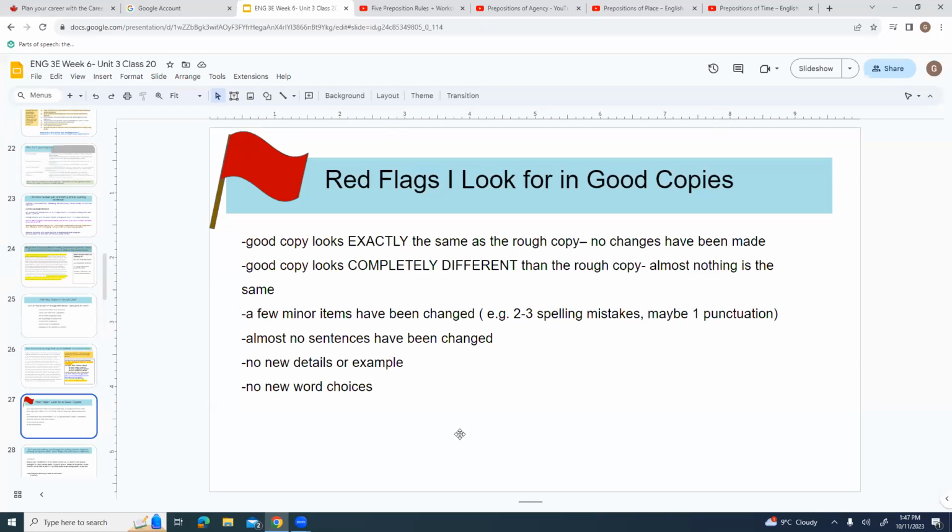Almost no sentences have been changed. There's no new details or examples. There's no new word choices. Remember we talked about that, how if you had a word that was really boring, like went, you might try and find more interesting words, or a word like said, try and find more interesting words. You only have to do that 2 or 3 times in a paragraph to make the sentence sound way better.